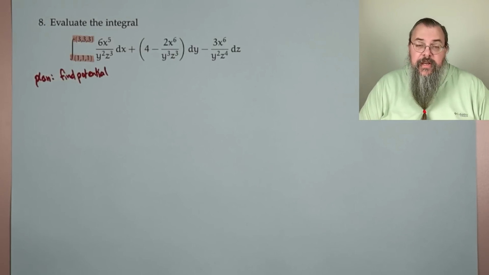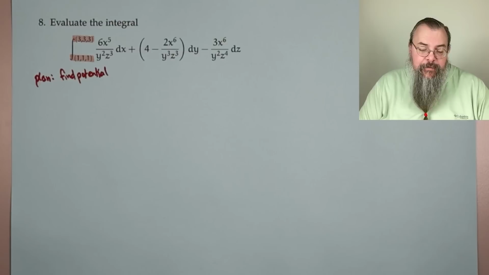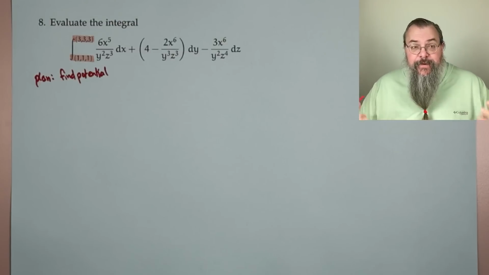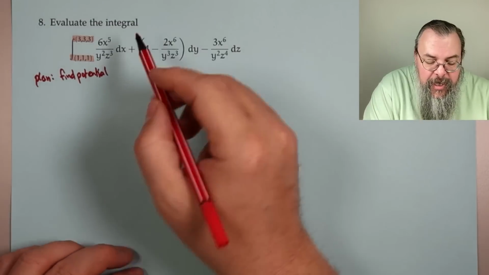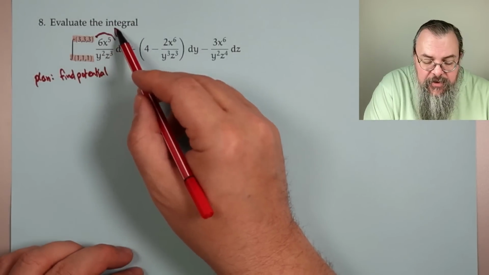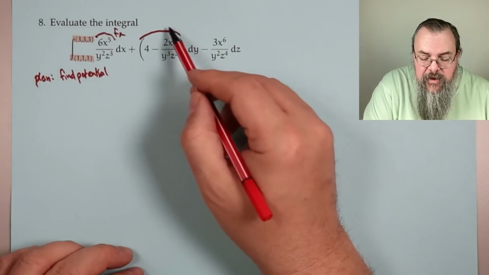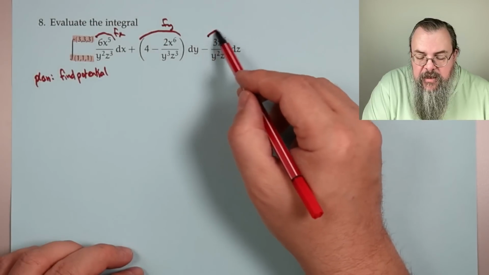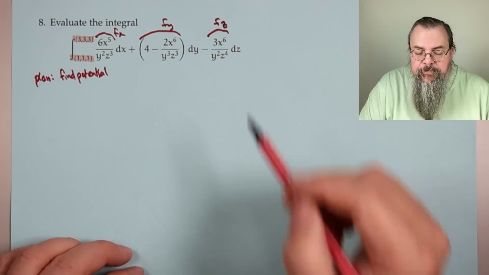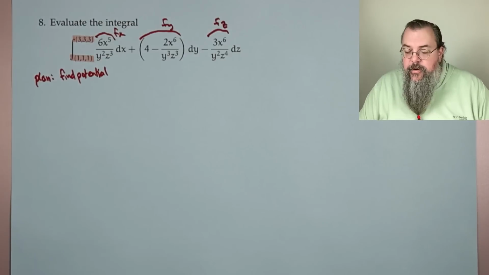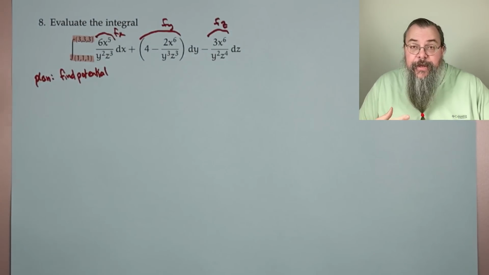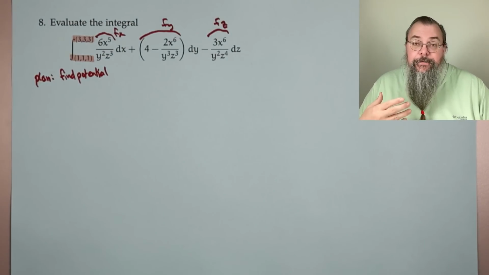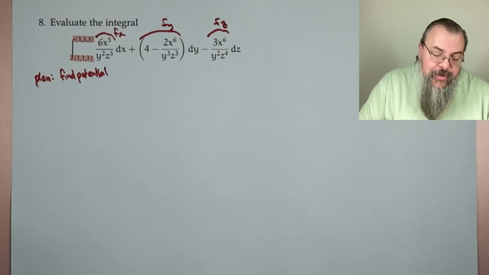find our potential. So we're going to run through the same process like the last problem, right? We say, okay, this is our f sub x, here's our f sub y, here's our f sub z. And now go through and put them together to figure out what f looks like. All right, so let's start.